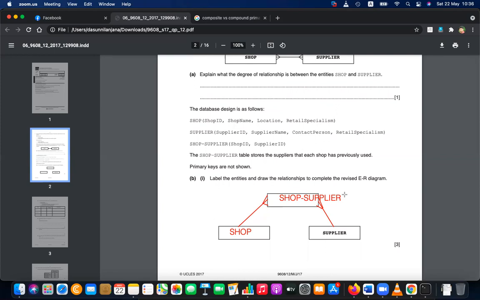Okay, this is how we are going to draw the relationship between these three entities now: shop, shop supplier, and supplier, because of this many to many relationship. Okay. Right. Let's go to the next question.